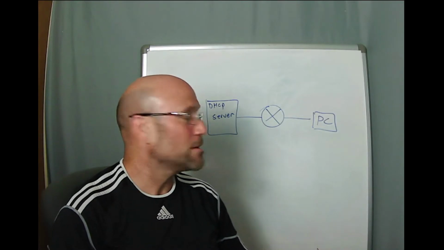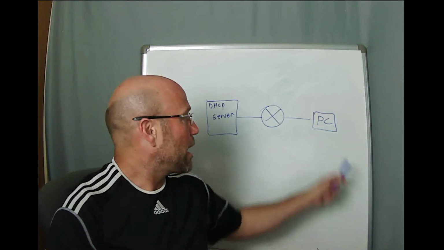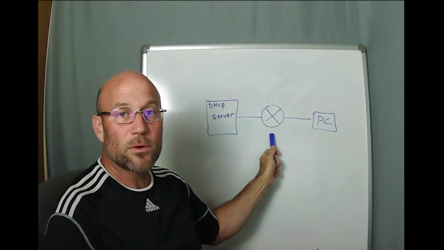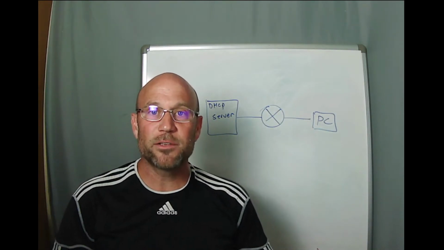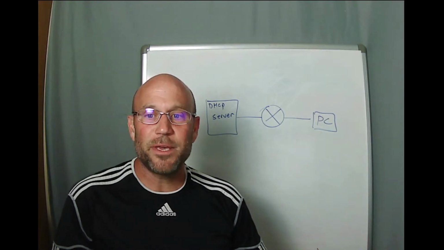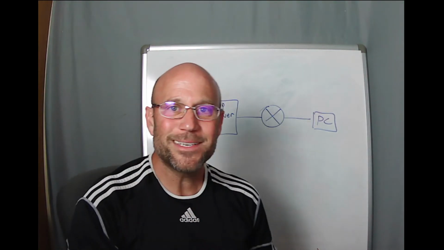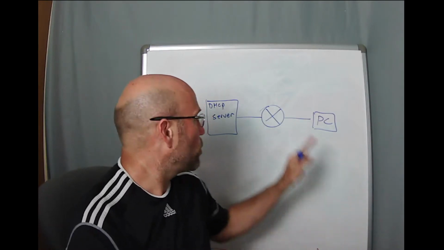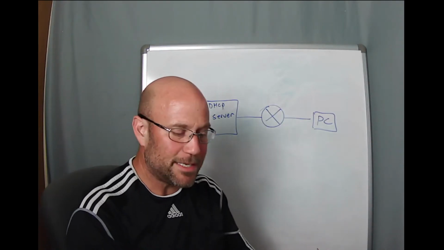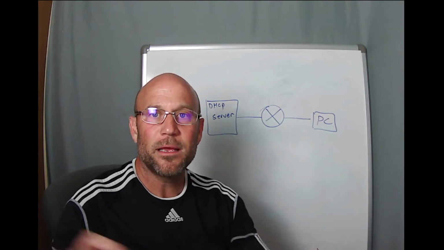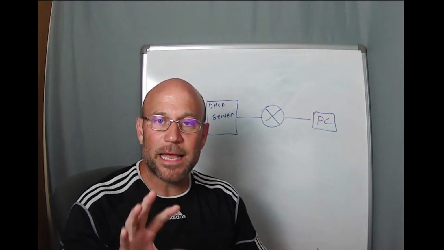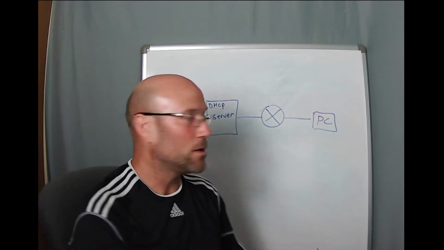I'm going to tell you how to make DHCP work, not only in the local area, but in the wide area across routers. That's where the challenge becomes with DHCP. The reason I say the challenge with DHCP becomes when there's a router is because DHCP has always been a broadcast mechanism, a layer 2 broadcast protocol.